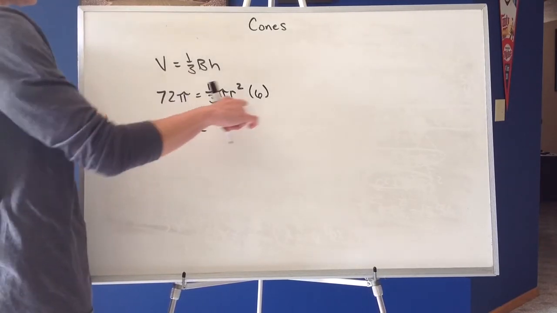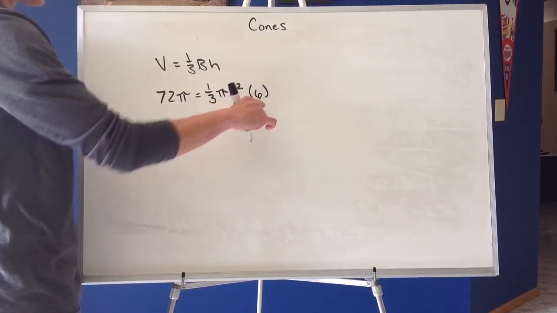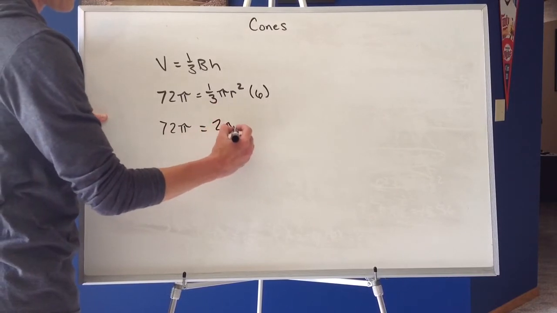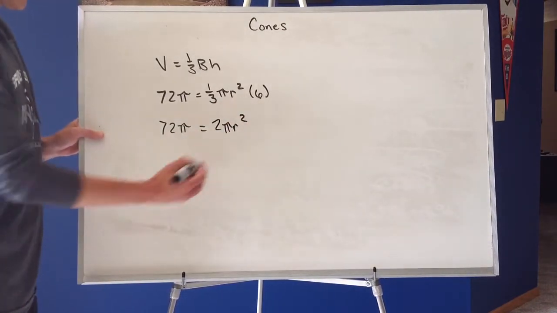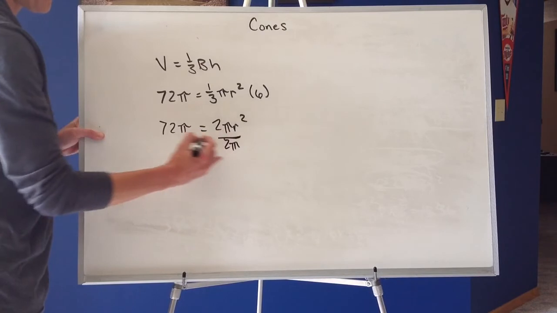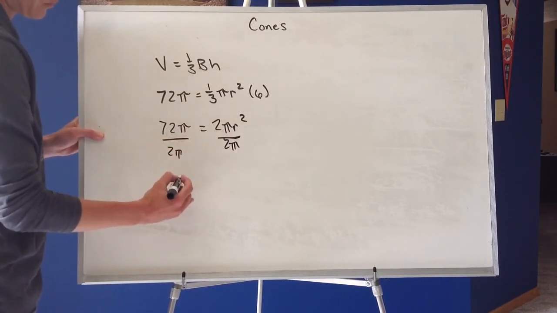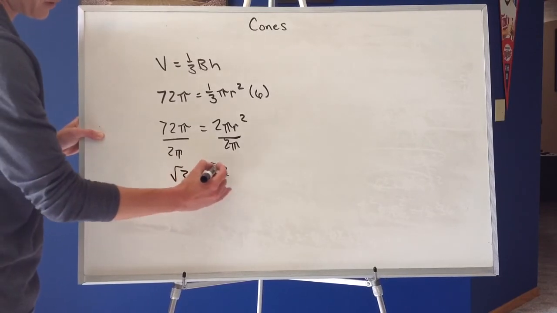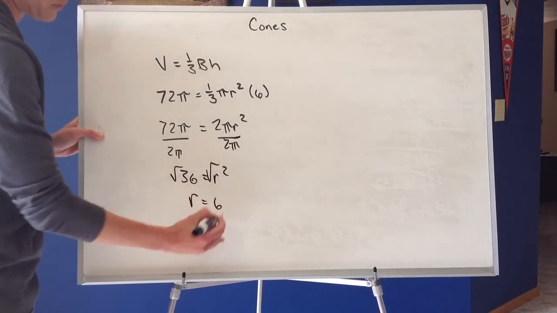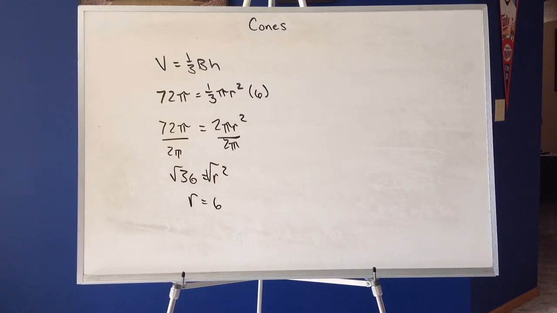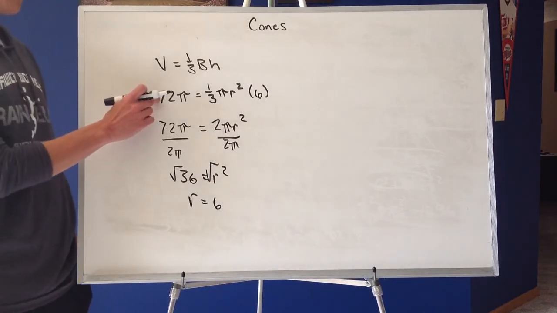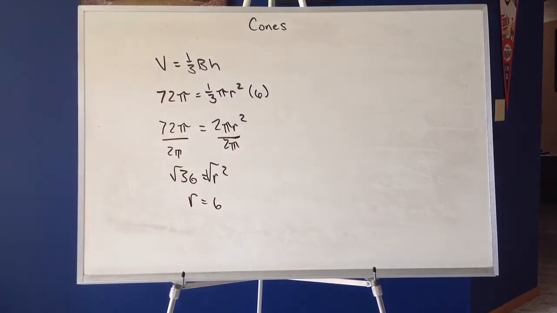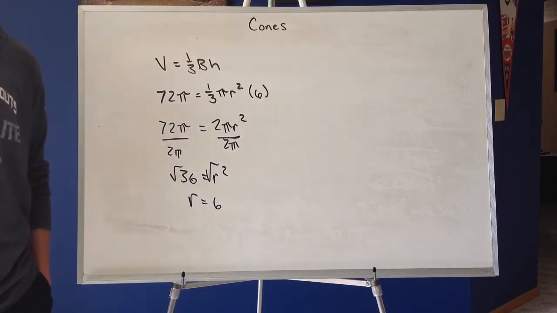Okay, so if I combine my numbers together, 1/3 times 6 gives me 2. So I can divide by the 2 pi, which will give us 36. And then take the square root, and you'll get the radius to be 6. Okay, so again, if we're given one of the volumes, the surface area, the lateral area, we can always work backwards to find a different piece that we might need.